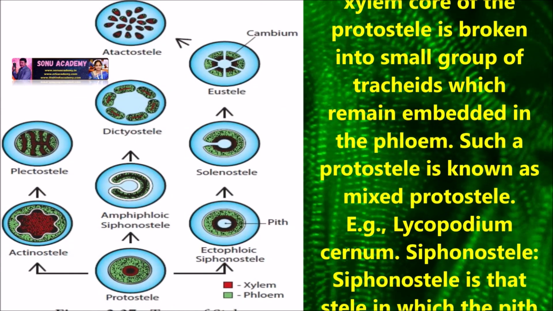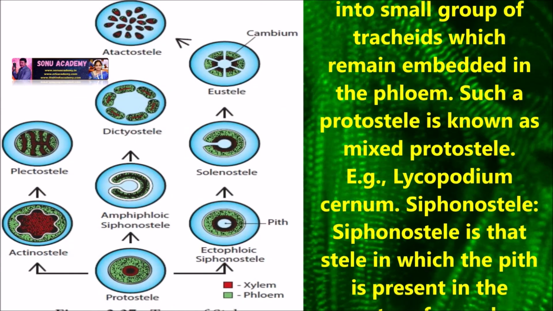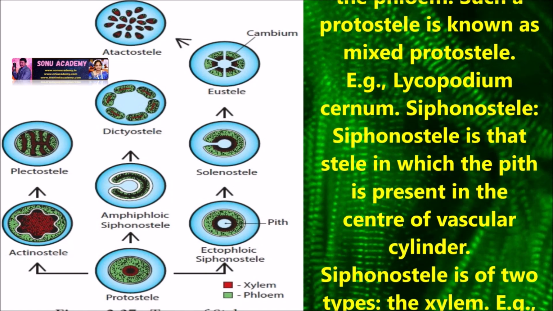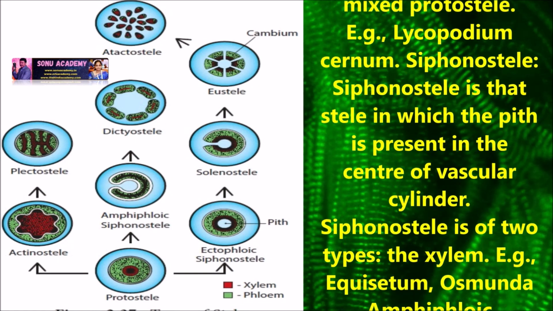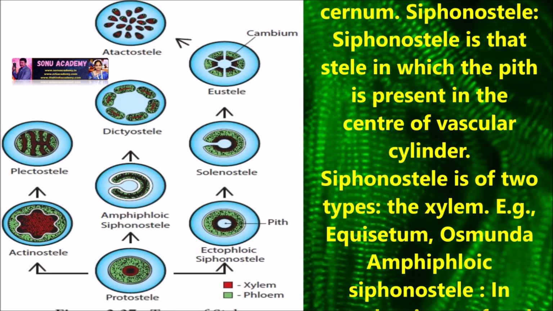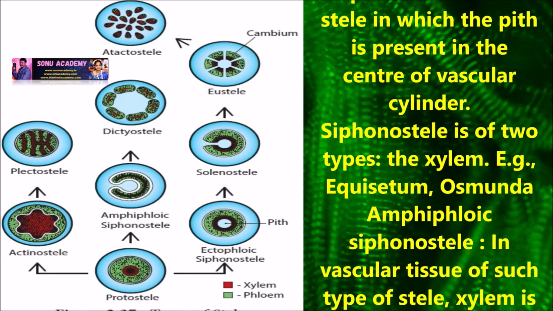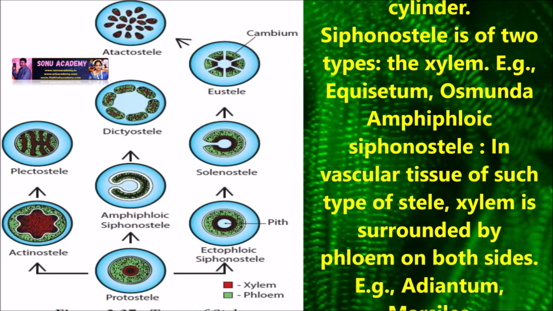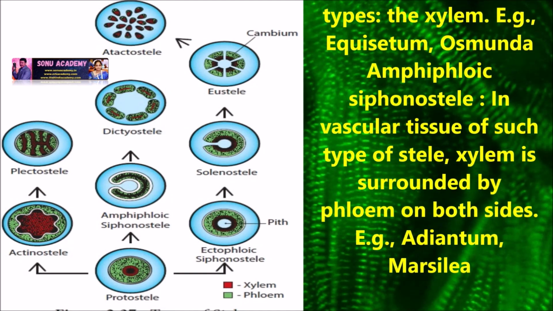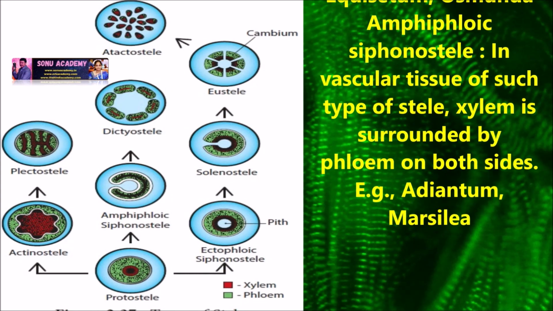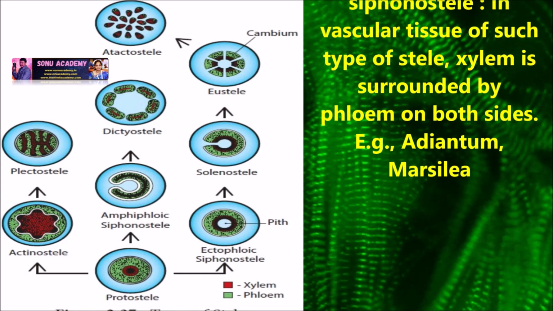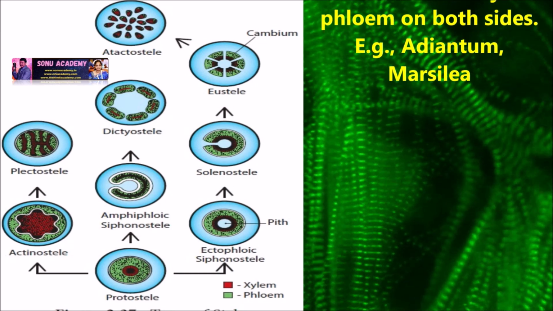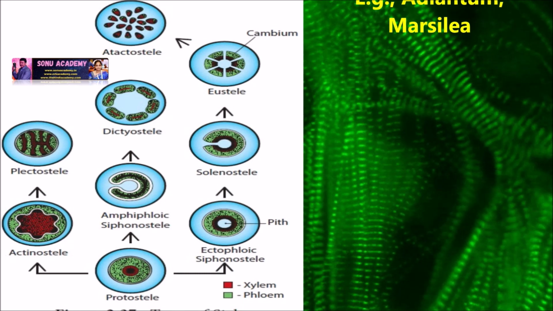Now let us discuss siphonostele. The siphonostele is that stele in which the pith is present at the center of the vascular cylinder. The siphonostele is of two types. Ectophloic siphonostele. In the vascular tissue of such type of stele, phloem is always present outside of the xylem. Examples of this are Equisetum, Osmunda, etc. Amphiphloic siphonostele. In the vascular tissue of such type of stele, xylem is surrounded by phloem on both sides. Example, Adiantum, Marsilea.